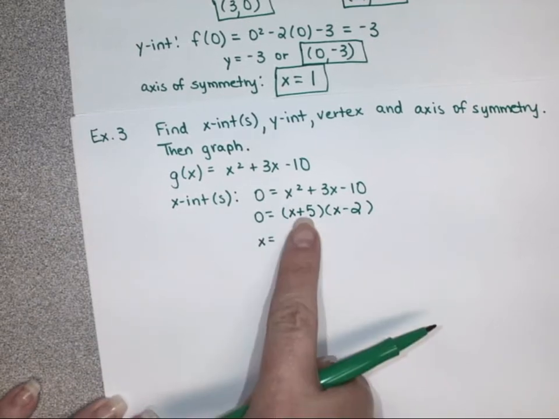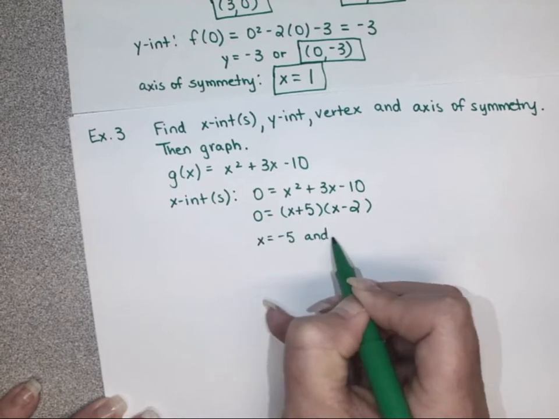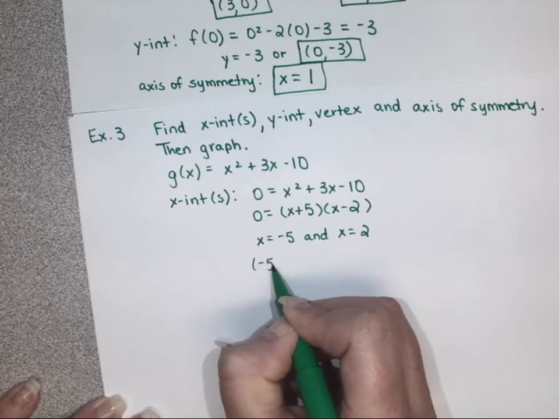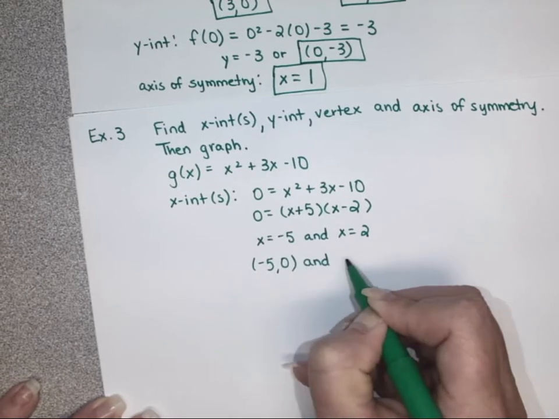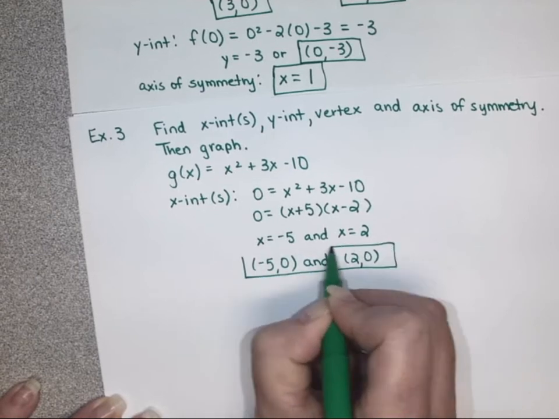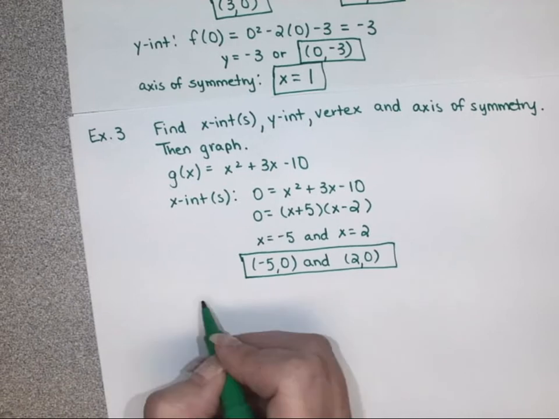So what are they? If you look at these and set them equal to 0, you're going to get negative 5 and what else? Positive 2. Okay, so if you're supposed to write them as points, and you most likely will need to, we'll write it as negative 5, 0 and 2, 0. Okay, so that's the x-intercept.